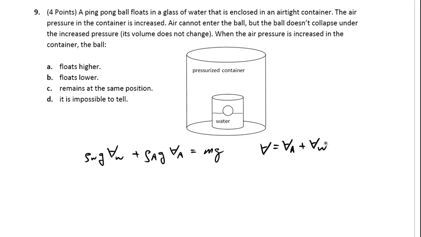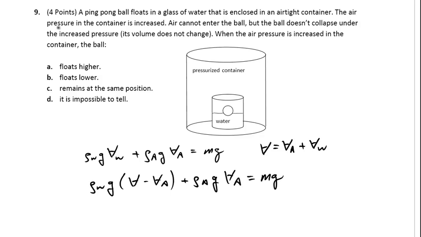The total volume is the sum of the volume of the air and the volume of the water. And I'll make this substitution, and what I come up with is the density of the water times g times the total volume, the volume of the ball, minus the volume of the ball that is exposed to the air, plus the density of the air times g times the volume. So in this equation, the g's fall out. It doesn't matter how much gravity is involved.